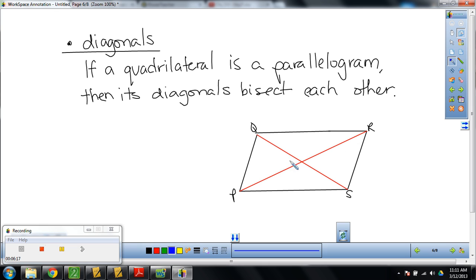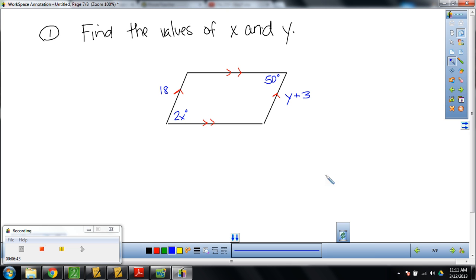So this diagonal is cutting this diagonal in half. So now I know that this part of one diagonal is congruent to this part of the other diagonal. And QS is cutting PR in half, so these are congruent to each other as well. So those are our four basic properties of our parallelograms. Let's do two examples. Make sure you get all of their properties down in your notes as well as the examples. So for example 1, they want us to find the values of x and y.